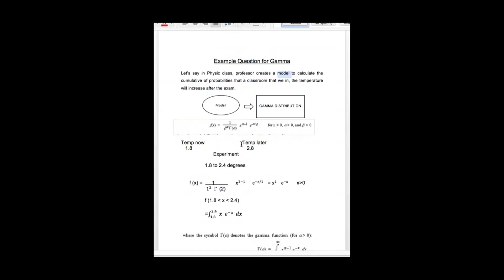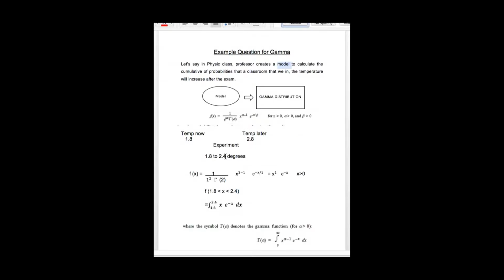Then we use the formula and substitute the data into it, which is F(s), with beta equal to 1 and alpha equal to 2. We substitute this data into here, which is 1 over 1 to the power of 2, times gamma of 2, times s to the power of 2 minus 1, times e to the negative power of s over 1. We solve this function and it becomes s times e to the power of negative s, for s greater than 0. Then we substitute the data like this.